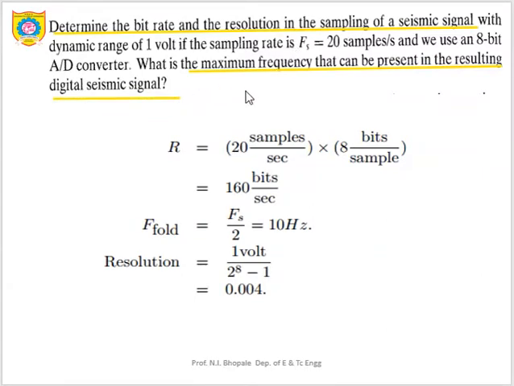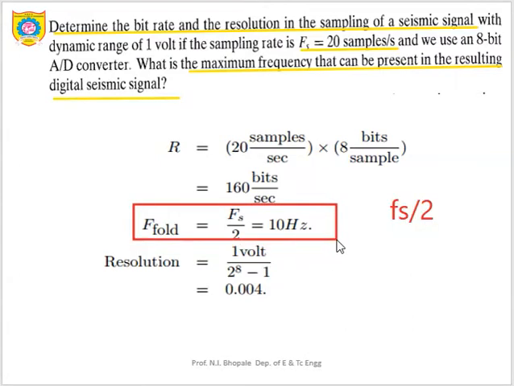Now, as it is quite clear that fs is given to us, and for the folding frequency f fold, the formula is nothing but fs by 2. So from this particular sampling frequency itself we can obtain the f fold, which can be easily calculated from this example with the help of this fs by 2 expression. So 10 hertz is simply calculated over here itself.